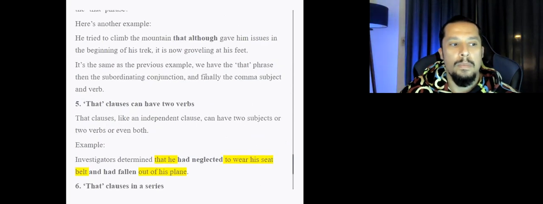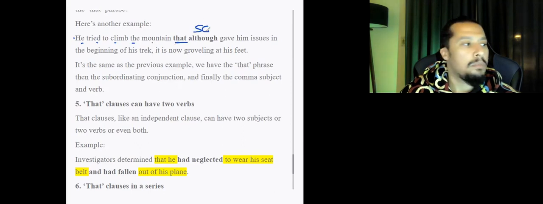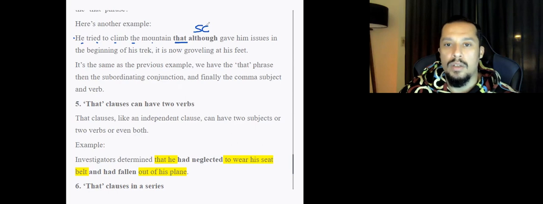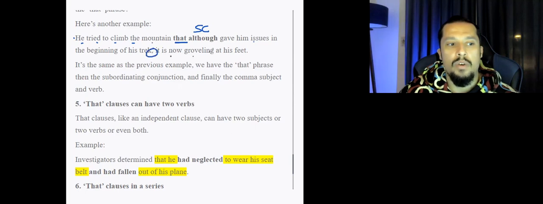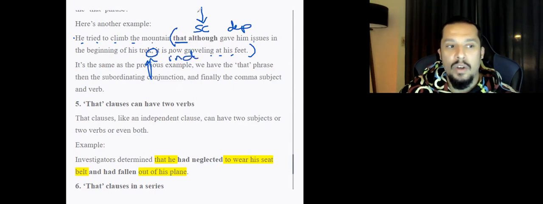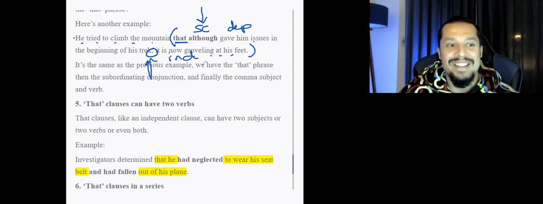Here's another example. He tried to climb the mountain that, although gave him issues in the beginning of his trek, comma, it is now groveling at his feet, right? In that relative clause, subordinating conjunction, that independent, comma, independent, but all of it together is dependent.